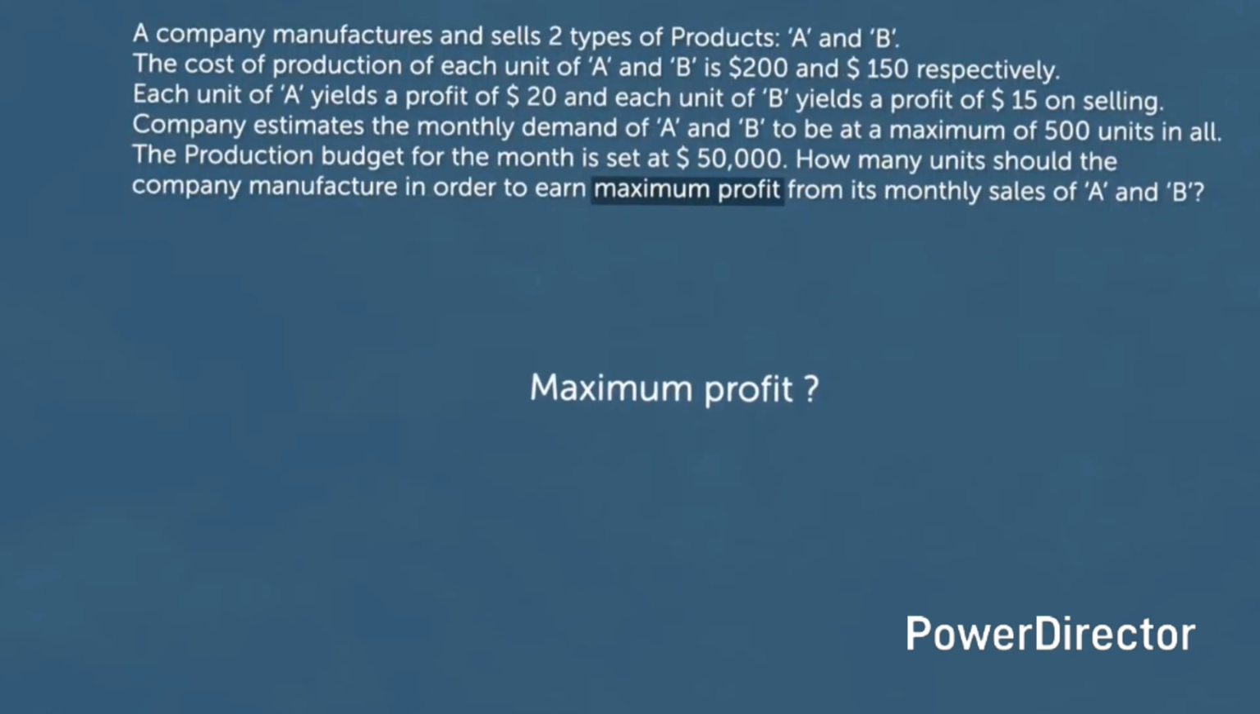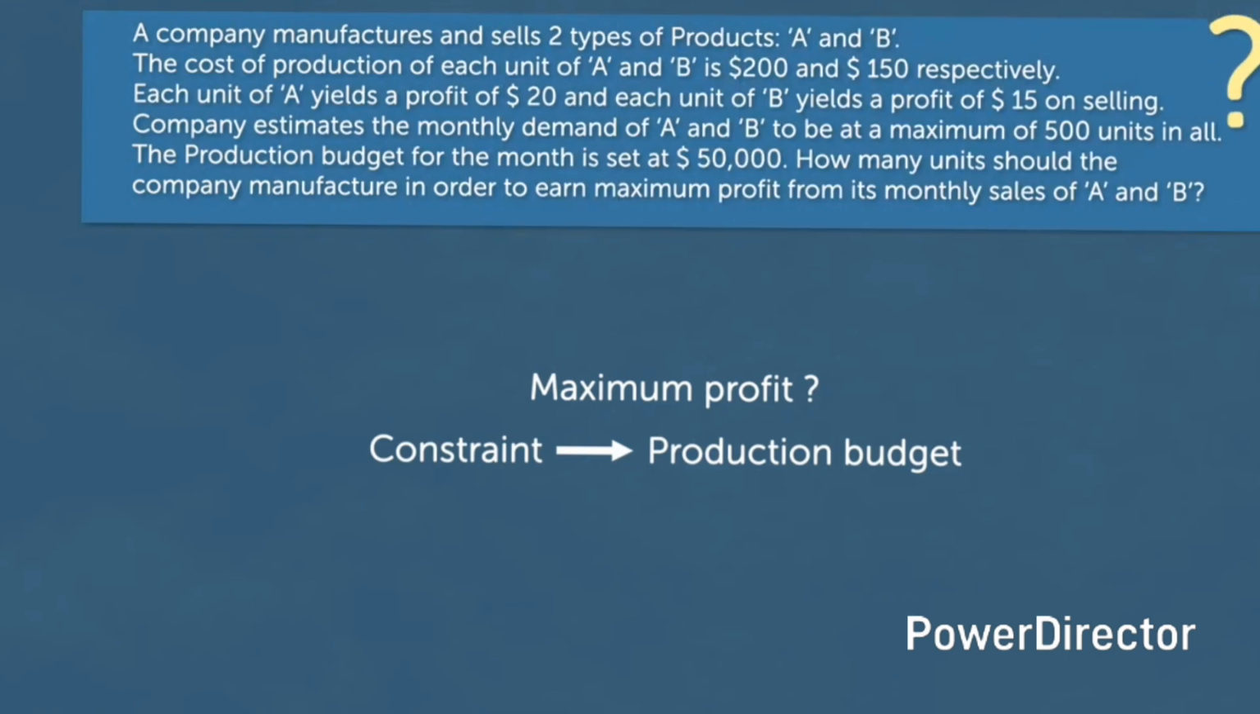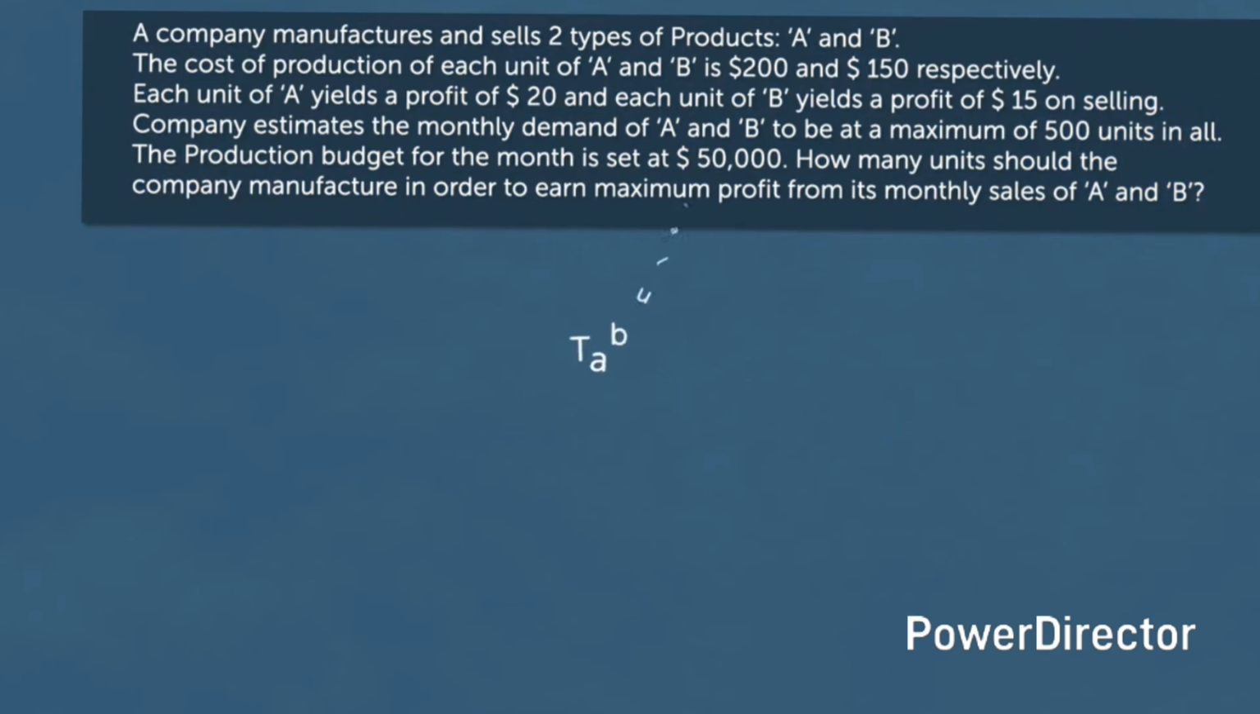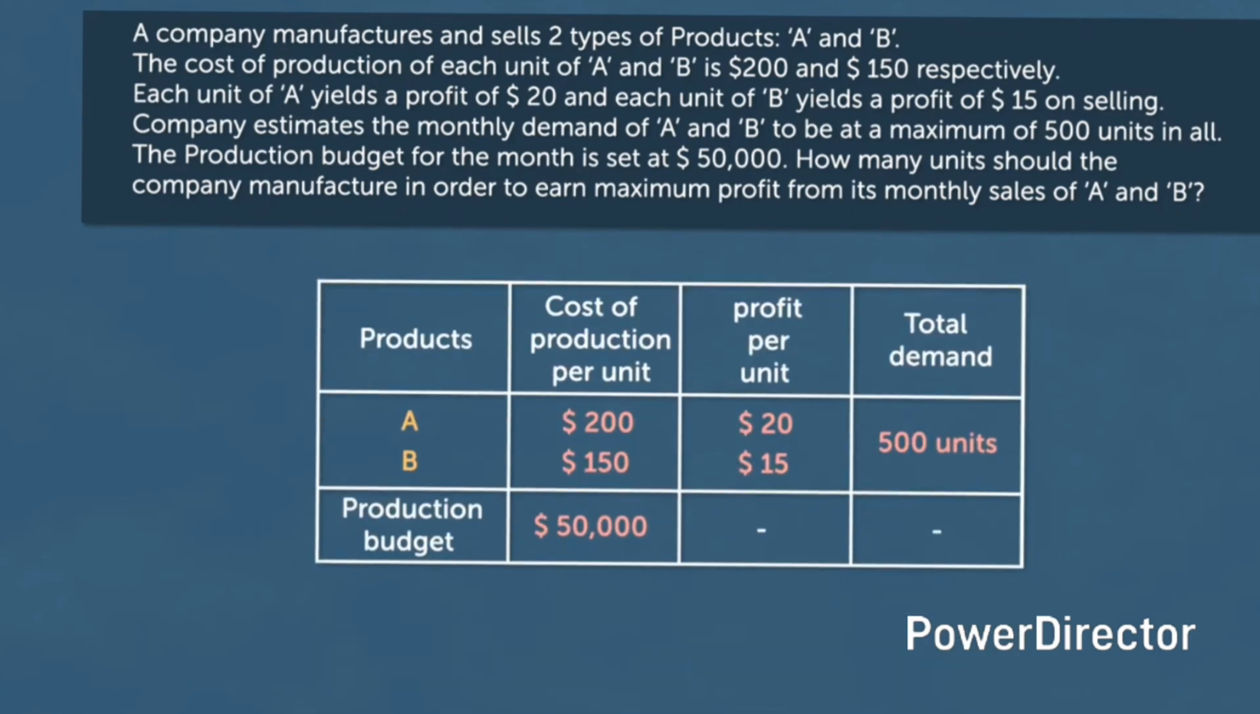We have to find the maximum profit the company can earn with the constraints. The constraint here is the production budget. But how do we approach this problem now? First, let's try to represent this problem in a tabular form. Can you give it a try? Sure, go through it well.